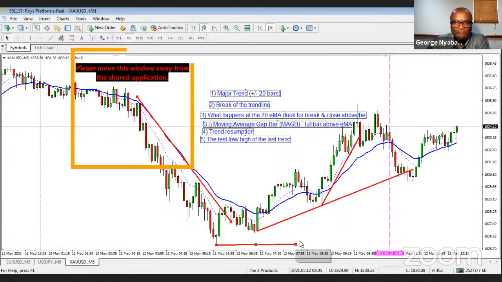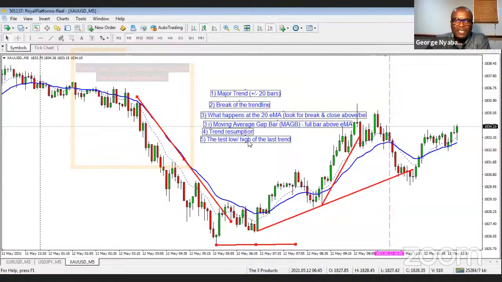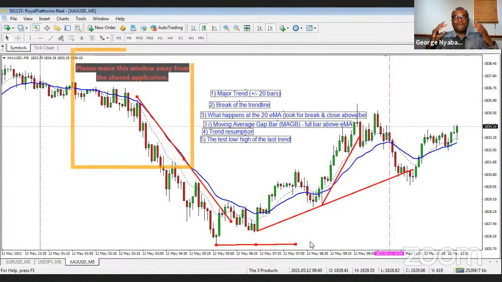Let's see trend resumption, and let's see what happens here. So at the test of the low, you're looking for the test of the low. Confusing myself. Test low. I forget about the high. The test of the low of the last trend. The high is, of course, if we had a bull trend. But as the market is moving towards that level, we need to be looking at each of the bars that unfold.